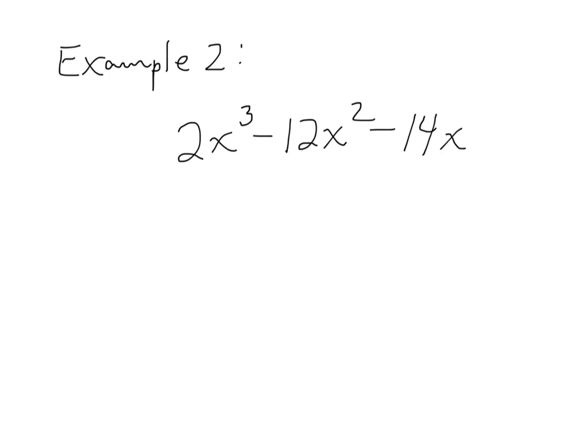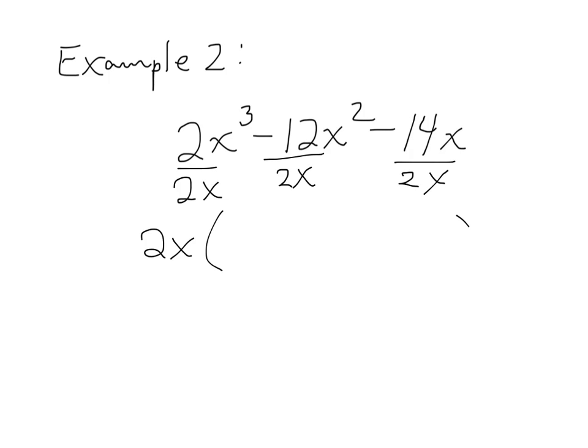Another example would be 2x cubed minus 12x squared minus 14x. And again, you see that this first term is different in a couple of ways. Number one, it's not an x squared. Number two, it also has a leading coefficient of some number other than just 1. So what we're going to look at is a GCF here first. If I take out the common factor between these three terms, it would be a 2x. So if I take out a 2x from all three terms, my GCF goes in front, and I still have a remaining trinomial. My remaining trinomial is going to be x squared minus 6x minus 7.